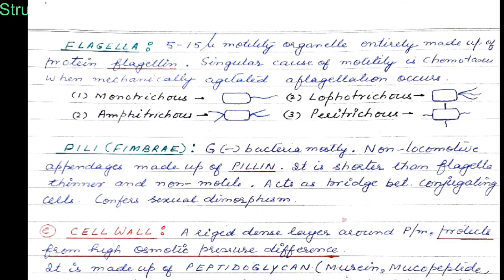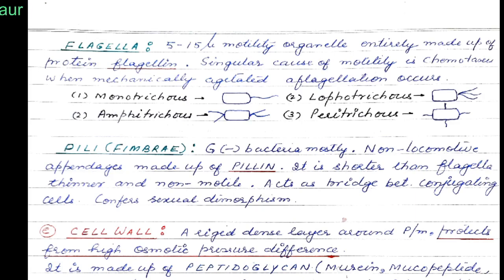Now come to pili and fimbriae. They are also small fibrous structures, but they do not have any locomotory capacity. In fact, they do not provide any locomotory ability to the bacterial cell. They are made up of a protein called pilin. They are smaller than flagella, thinner than flagella, and have no role in the motility of the bacterial cell.